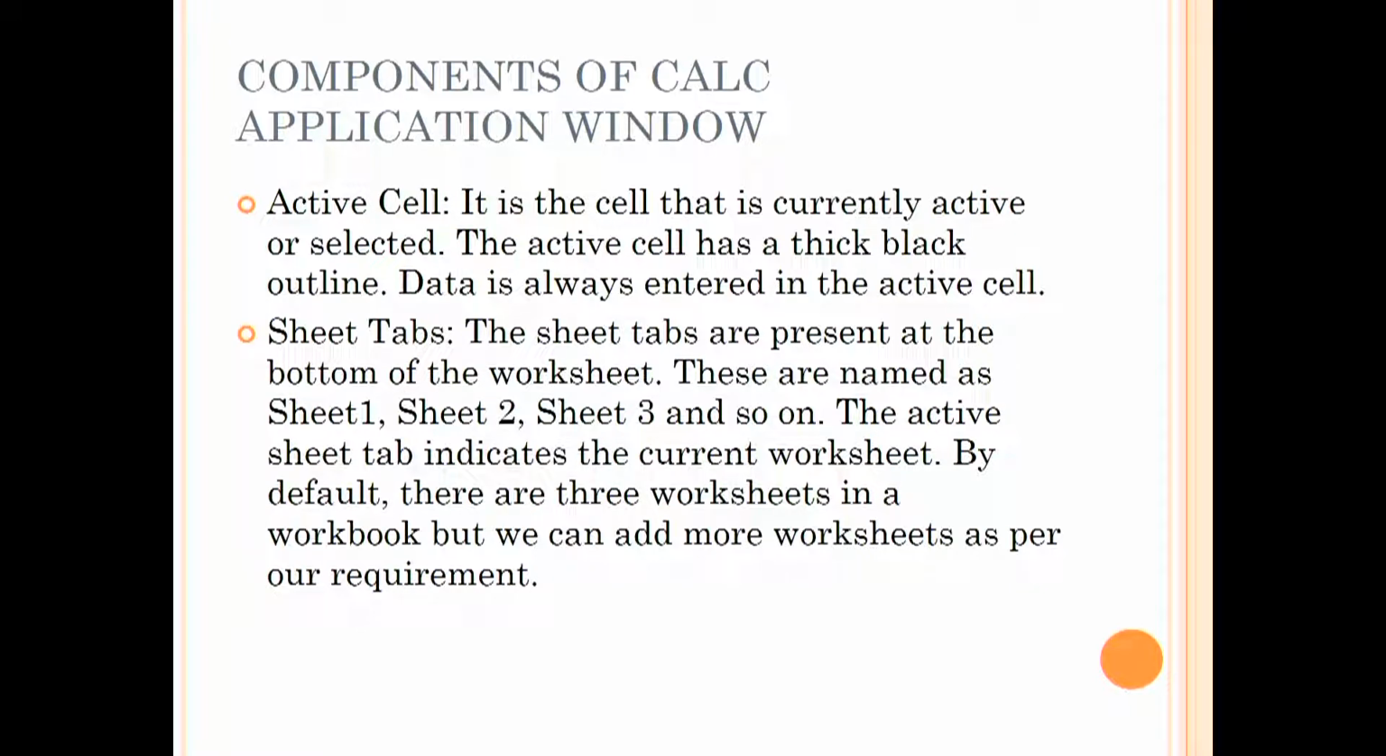Sheet tabs is the next component of the CALC application window. The sheet tabs are present at the bottom of the worksheet. These are named as sheet 1, sheet 2, sheet 3 and so on. The active sheet tab indicates the current worksheet. By default, there are 3 worksheets in a workbook, but we can add more worksheets as per our requirement.